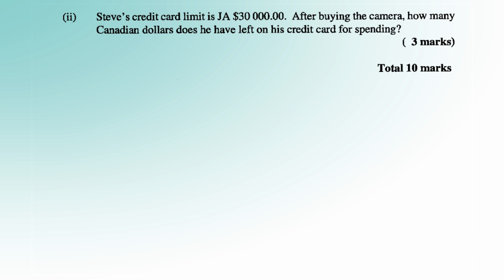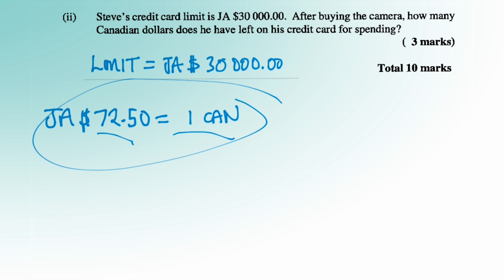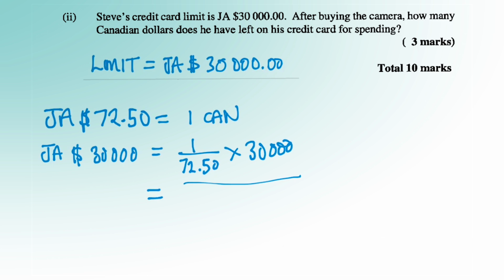Alright, Steve's credit card limit is 30,000 Jamaican. So after buying the camera, how many Canadian dollars does he have? Well, you could approach this question a few different ways. Let me show how I approach it. I'll set the limit as that. And then I set this. Remember there's the exchange rate they tell us to use, but I just write it the other way around because I'm going to use Jamaican. So Jamaican 30,000 would be this amount. You understand? To find for 1, you divide.